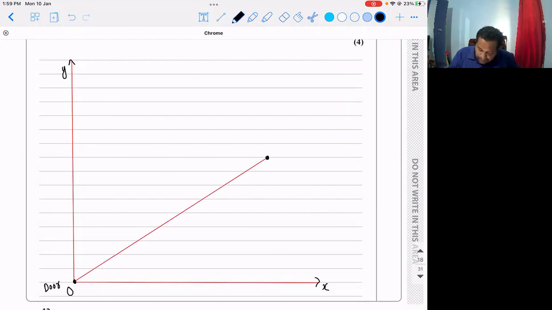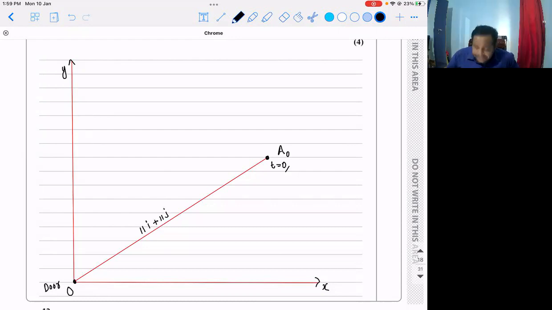So at t equal to 0, Agatha is at this point. I would like to call it A0. So the position vector is 11i plus 11j.